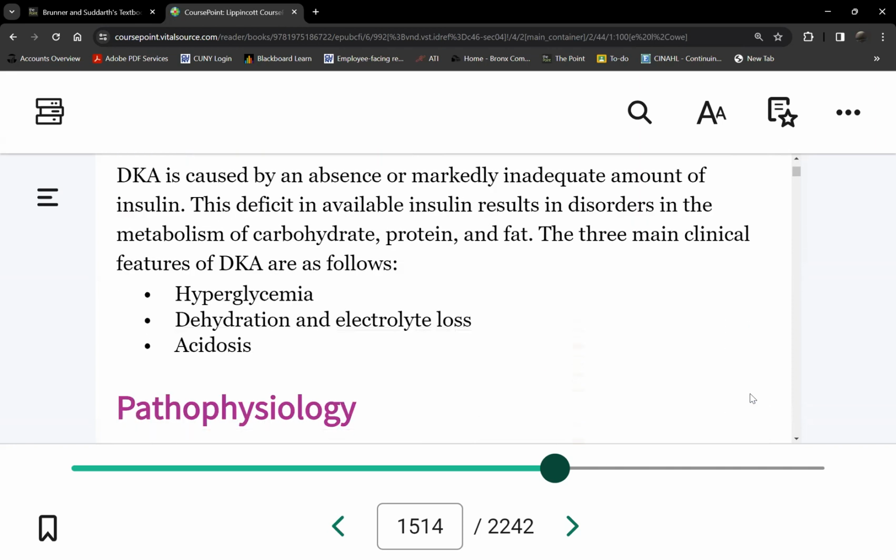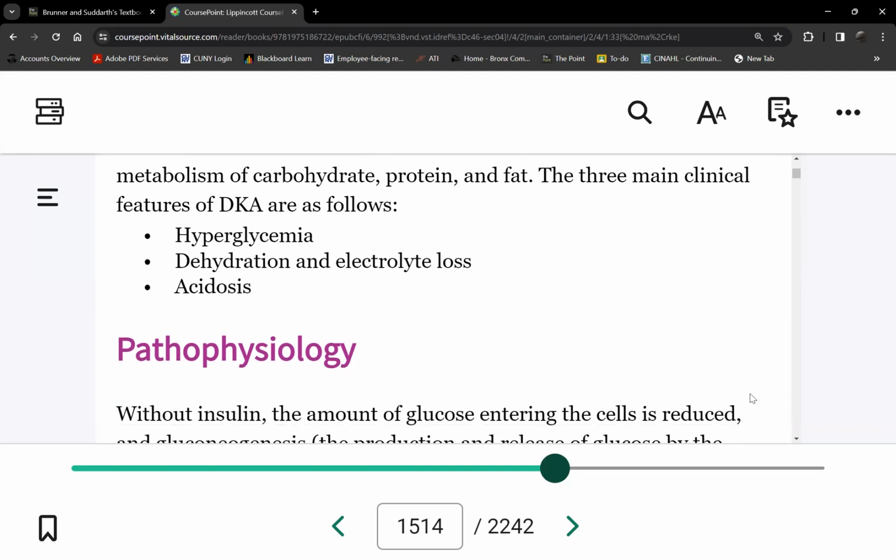No, up here, under the bullets. Okay, so hyperglycemia, acidosis, and dehydration. If you have all 3, then you're in DKA. In HHS, the first 2 will appear. No acidosis in HHS. Are we clear?